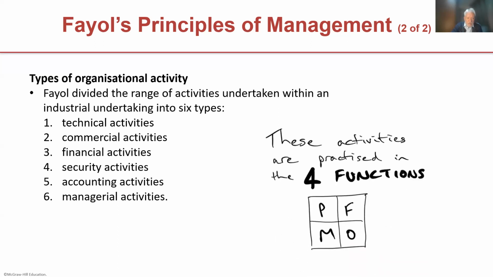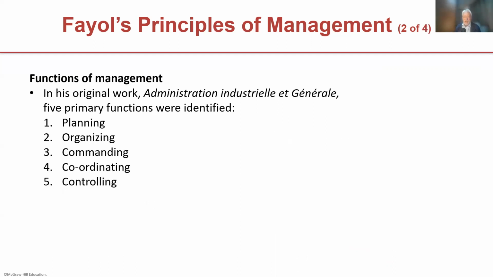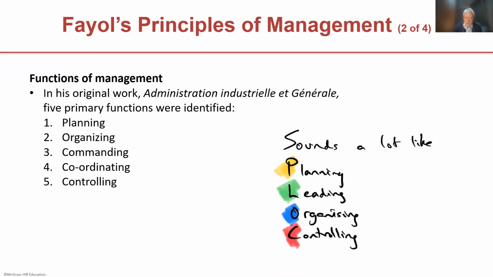So if you look at those 6 activities, they practice in the 4 functions as we understand it. And he identified 5 primary functions in his original 1916 work. Planning, organizing, commanding, sounds like leading to me, and coordinating and controlling. Same as your course outline says. We're going to look at planning, leading, organizing, and controlling.